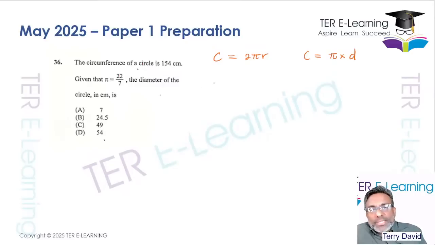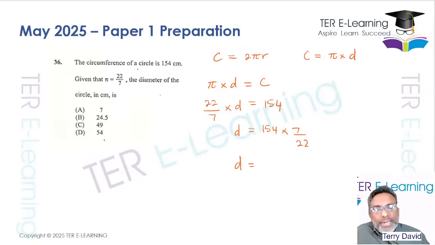So circumference is 154. So we can say that pi multiplied by your diameter is equal to your circumference. So pi is 22/7 multiplied by your diameter is equal to your circumference, which is 154. So therefore, if I want to work out your diameter, it is going to be 154 multiplied by 7/22. You all with me there?